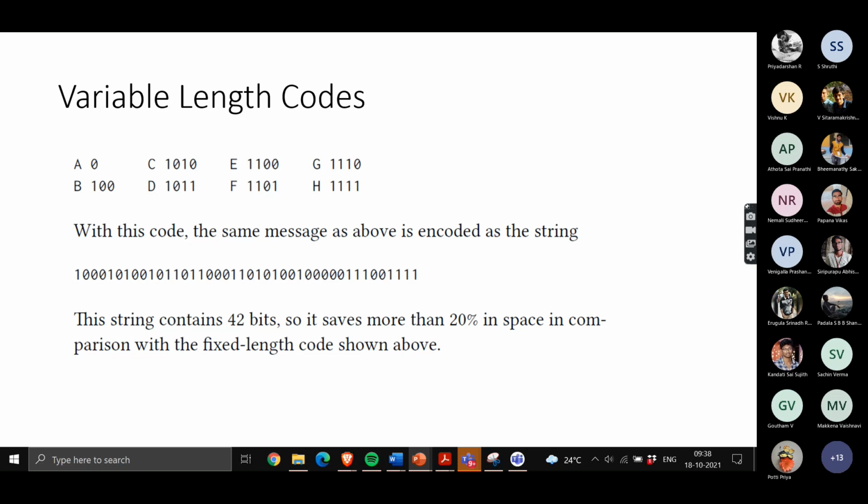And let us talk about variable length coding. What is variable length coding? Take this example. A is represented by 0, B by 100, and C by 1010. If you look at this, for A I'm going to use a single bit, for B I'm using 3 bits, for C 4, and for D 4. So different symbols are represented by codes of different lengths, isn't it?